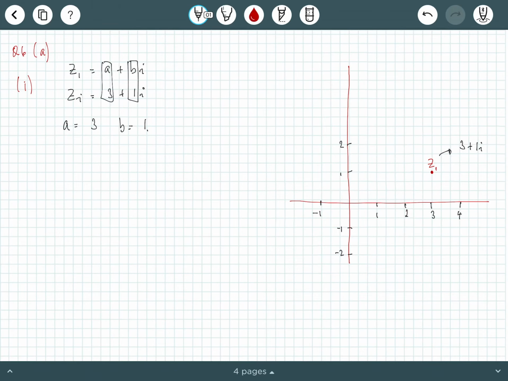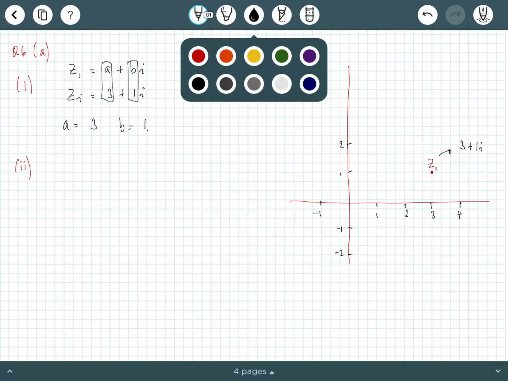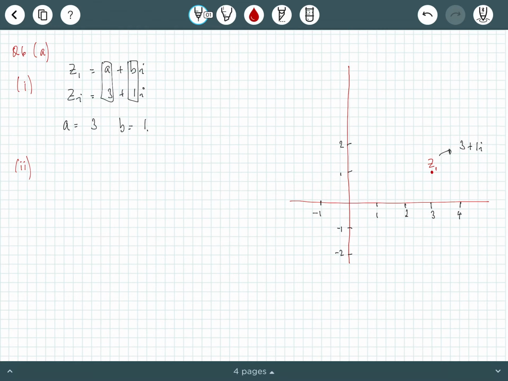Alright, part 2. Leave it red actually. Part 2 says the image of z1 under reflection in the real axis is z2. This is c plus di, and they want the values of c and d. Well, if it's an image in the real axis, it means it hits the real axis and goes exactly the same distance beyond it. So we'll be there.